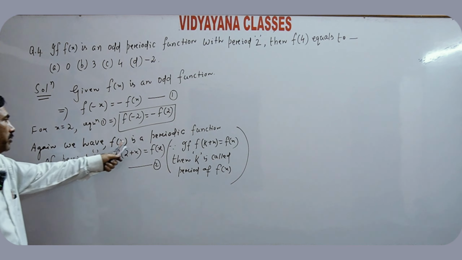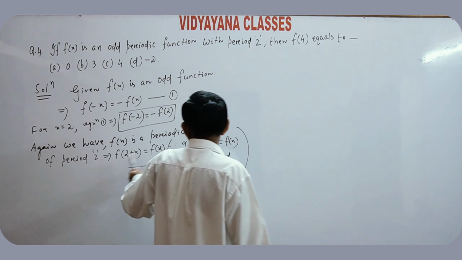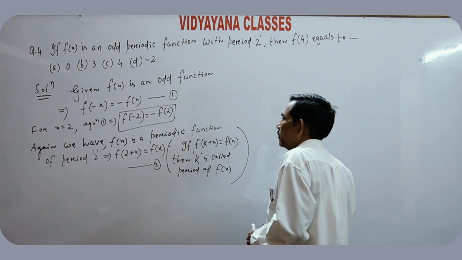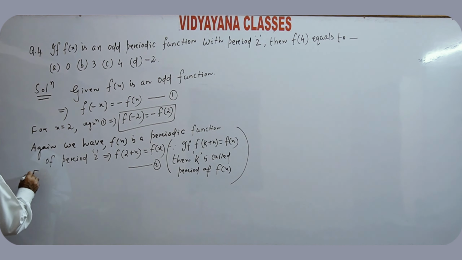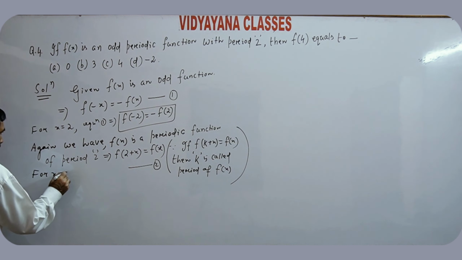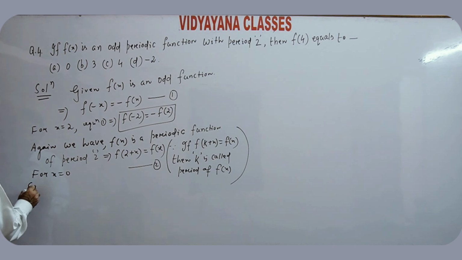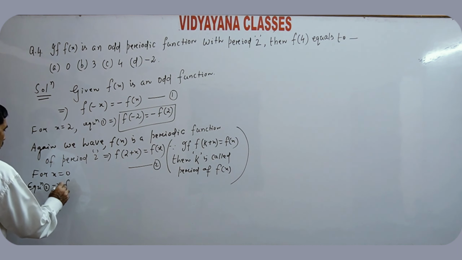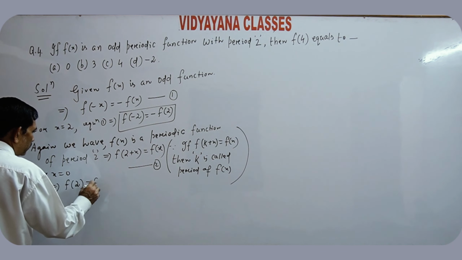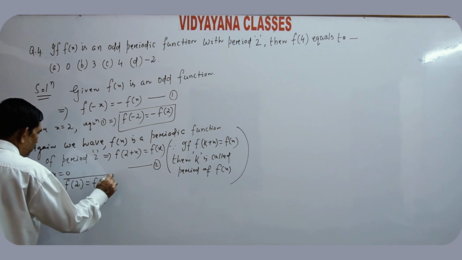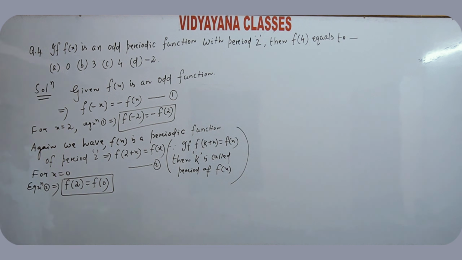Since f(x) is a periodic function of period 2, f(2 plus x) is equal to f(x). For x equal to 0, equation 2 implies f(2 plus 0), that is f(2), is equal to f(0). Clear? For x equal to 0, f(2) is equal to f(0).